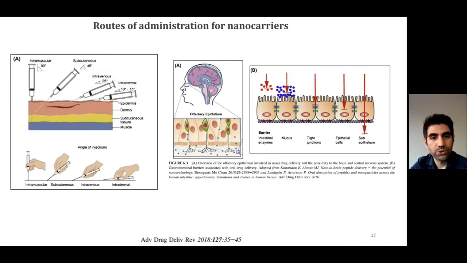And here are the routes and times of drug delivery. If you want to develop such a nanoparticle, you should be aware of the different layer-by-layer barriers that your nanoparticle should overcome. All of these barriers, to be efficient in its role.